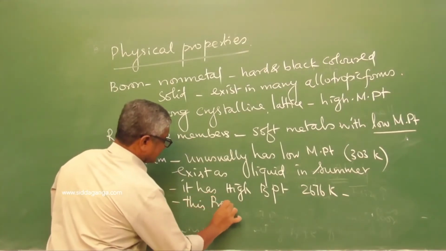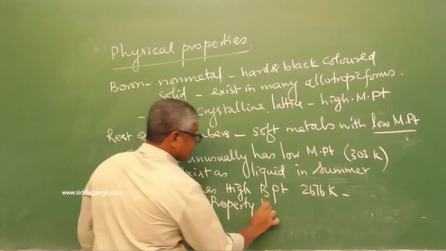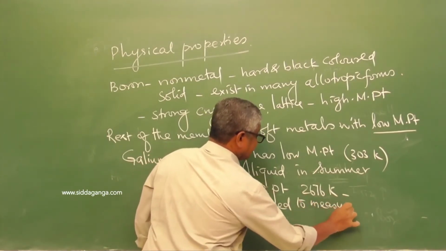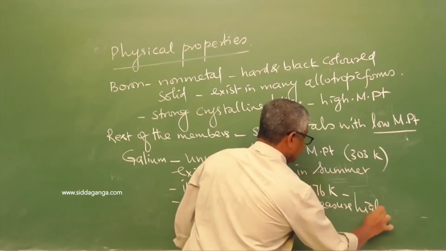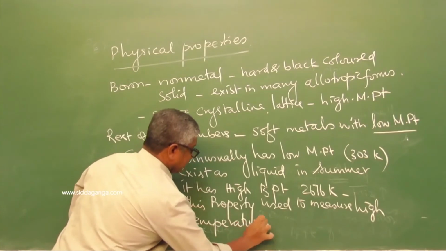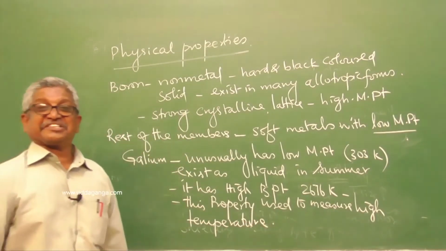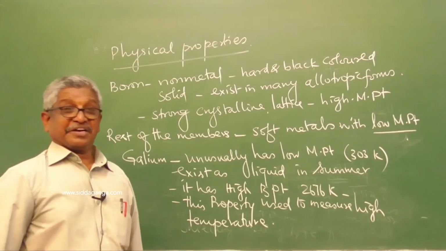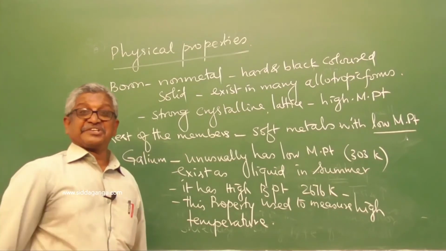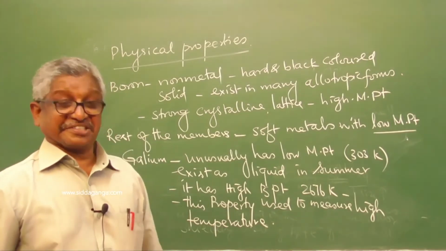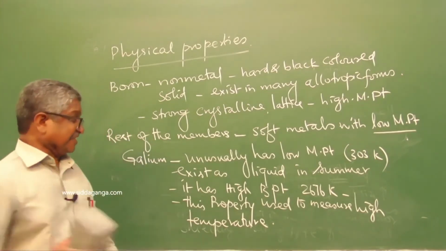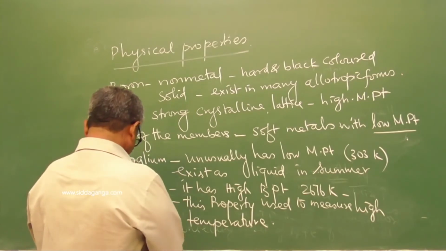So this property is used to measure high temperature. The melting point is only 303 Kelvin, but the boiling point is 2676 Kelvin, so the property is used to measure high temperature. Now the density of elements increases down the group from boron to thallium.